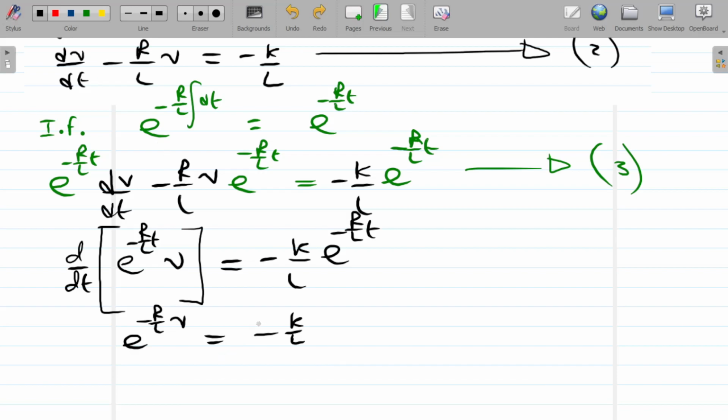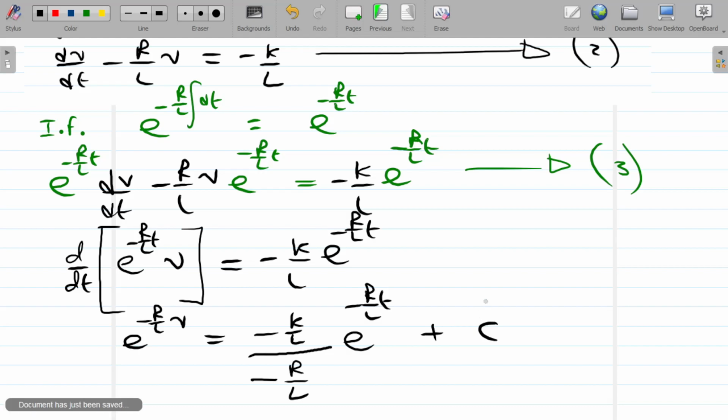So e to the minus r over L times v is equal to minus k over L divided by, well, we're integrating e to the minus r over L t. So this becomes minus r over L in the denominator. And then we're left with an e to the minus r over L times t there, plus a constant c.